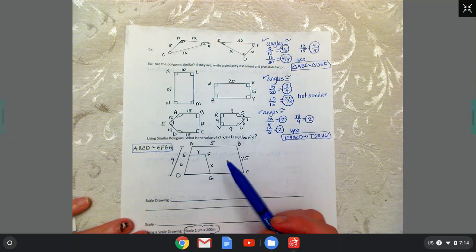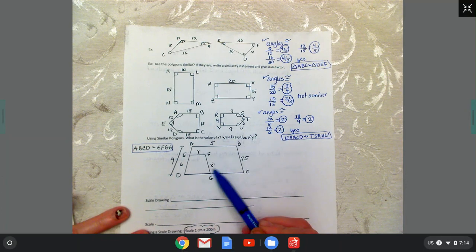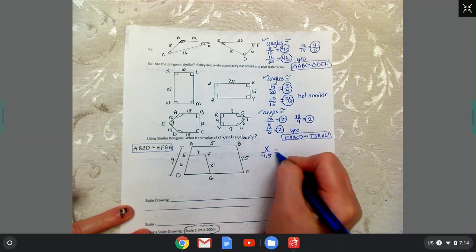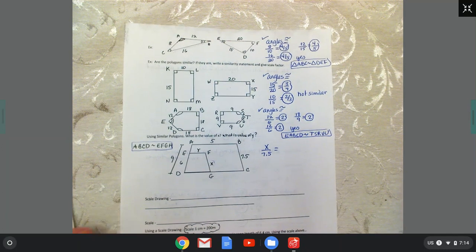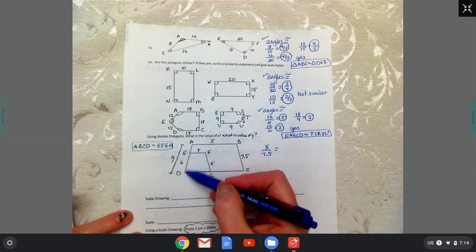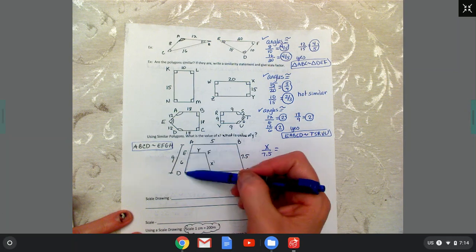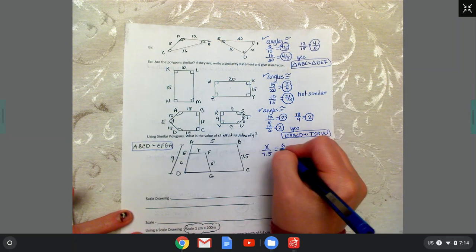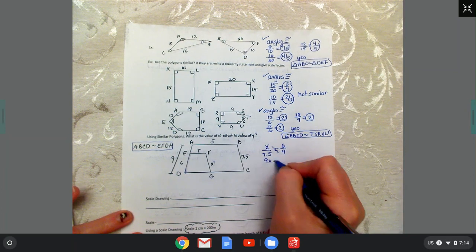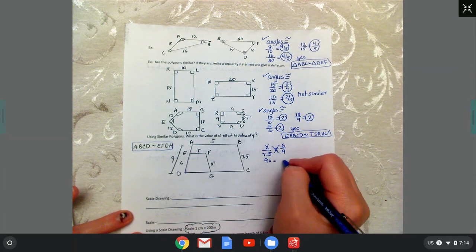Okay, so let's do x first. So I do it this way. I do x goes with 7.5. Then I need 2 more numbers that go together because I don't want another unknown in my proportion. I'm going to cross multiply. So this side of the trapezoid is 6, and the larger side of this trapezoid is 9. 6 over 9. And then we'll just cross multiply. 9x equals 7.5 times 6, which is 45, divided by 9.